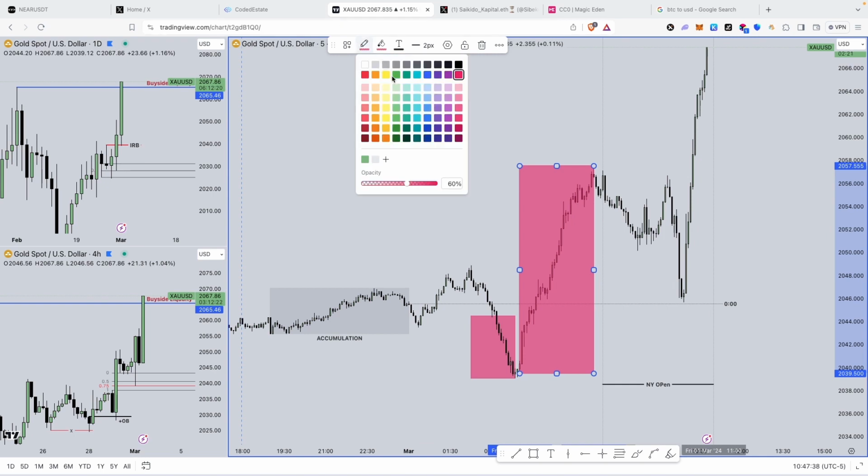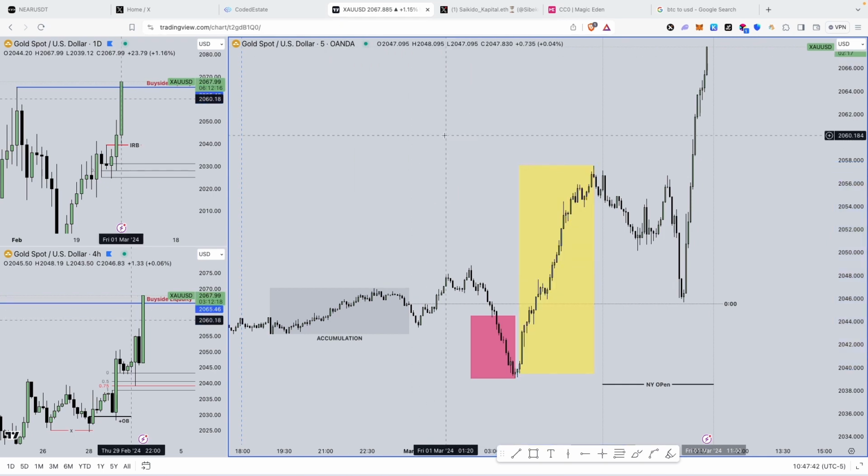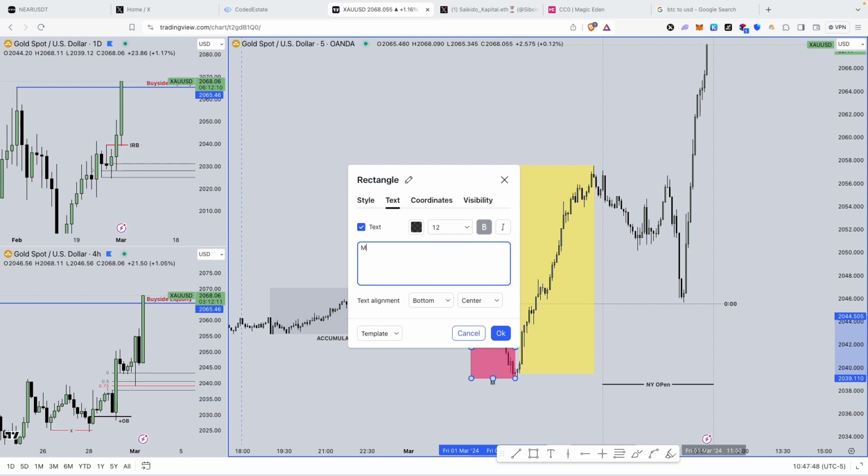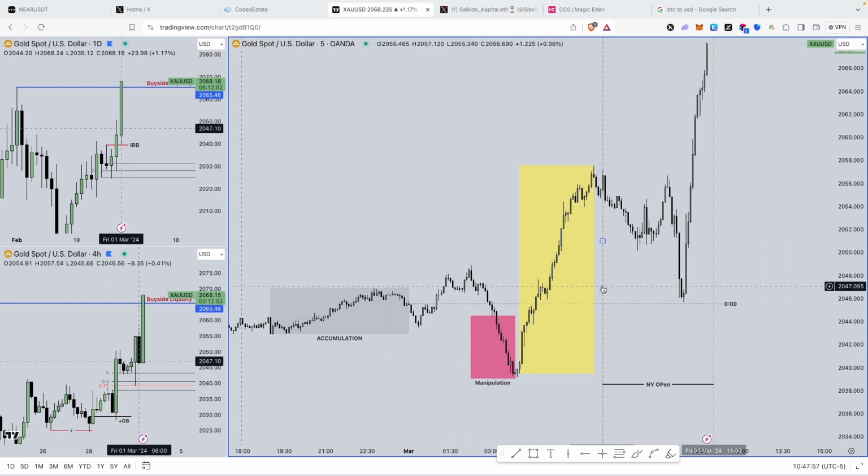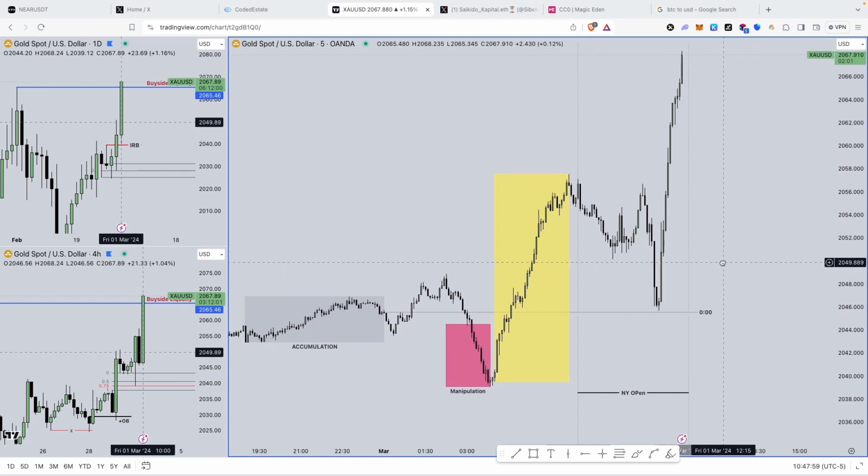Okay, let's use yellow. So this is distribution. Let me just call this manipulation. Okay, this is distribution, the first phase. So this is what you do.